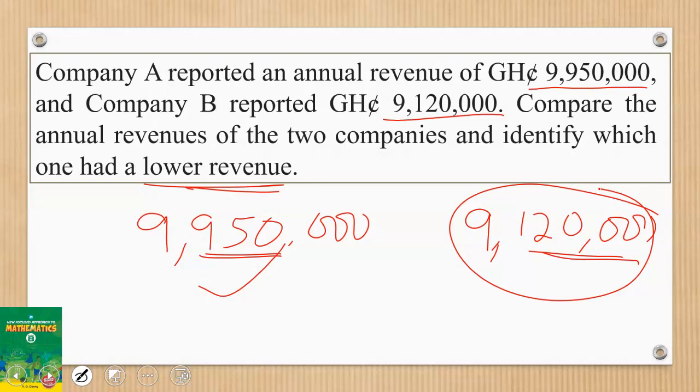9,120,000. I'm sure this has really helped you to compare numbers. As big as they are, you can always compare them.